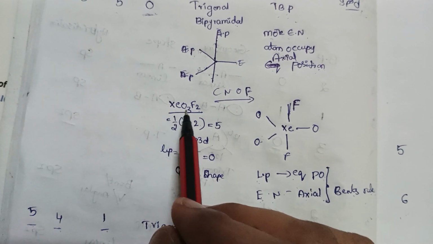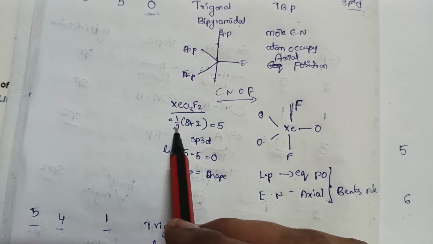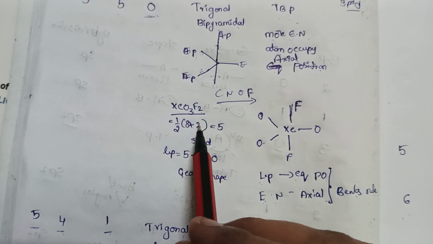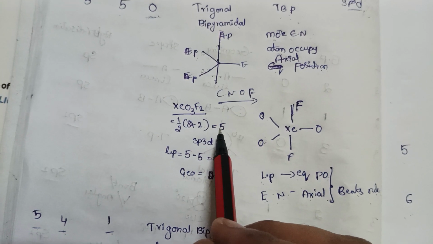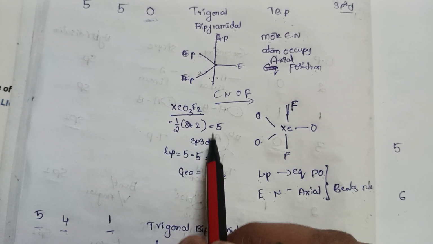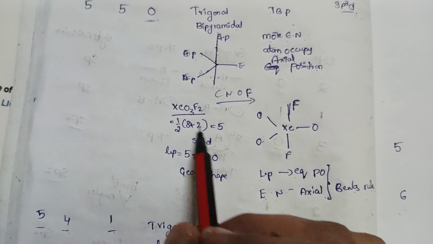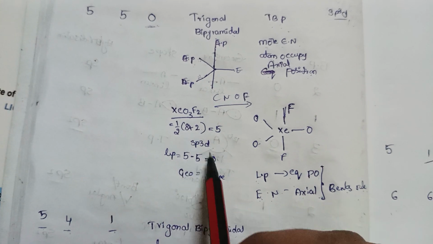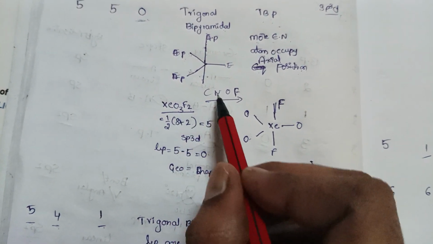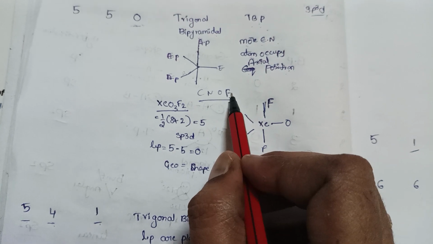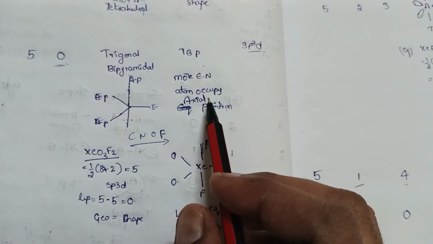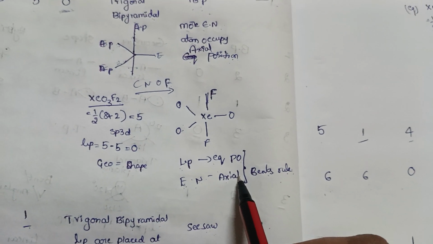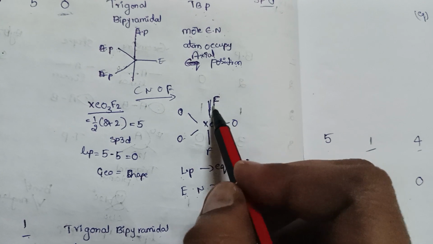If we take XeO3F2, the Z value is 1 by 2 into 8 valence electrons present in xenon and 2 monovalent atoms, and no charge is present, so it equals 5. The hybridization is sp3d. Lone pairs equal 5 minus the surrounding atoms, 3 plus 2 equals 5, which is 0. Here there are 0 lone pairs. Fluorine is the more electronegative atom, then oxygen. Here we discussed that electronegative atoms will occupy axial positions. So fluorine occupies the axial positions.